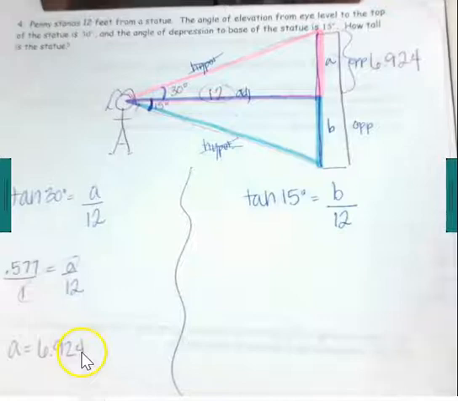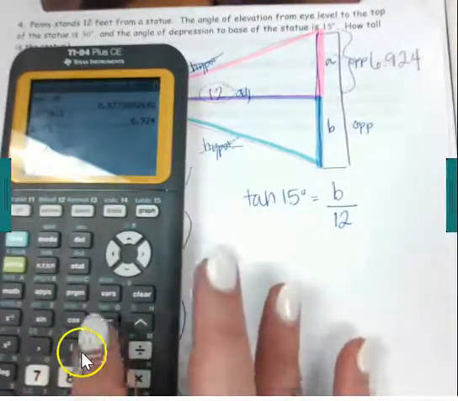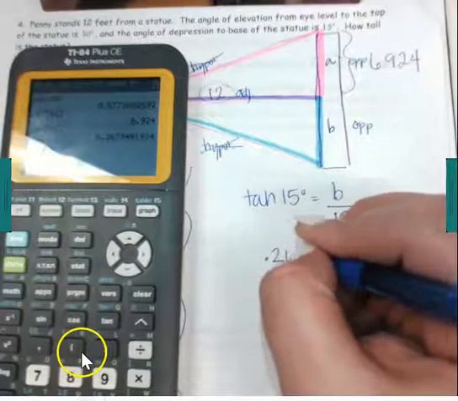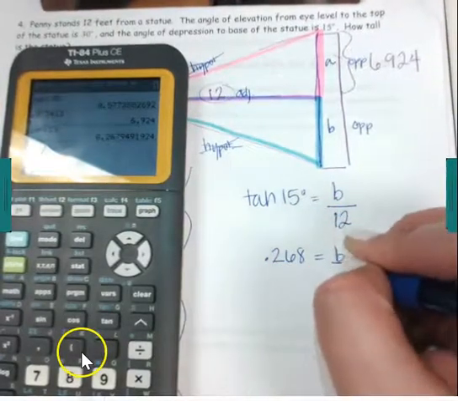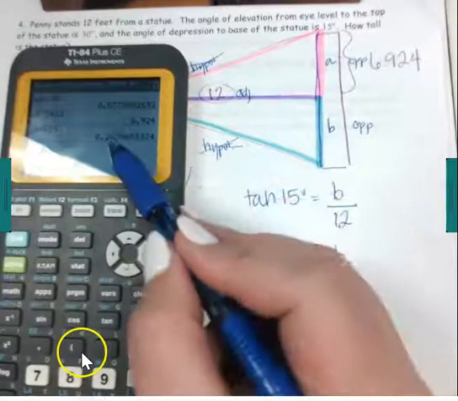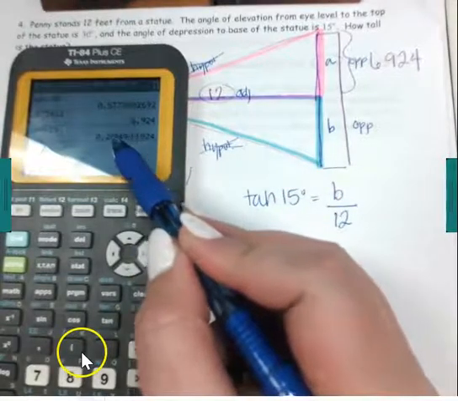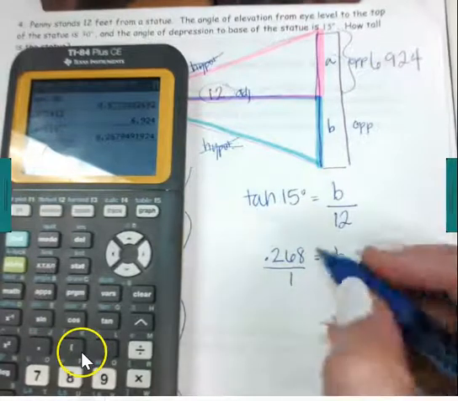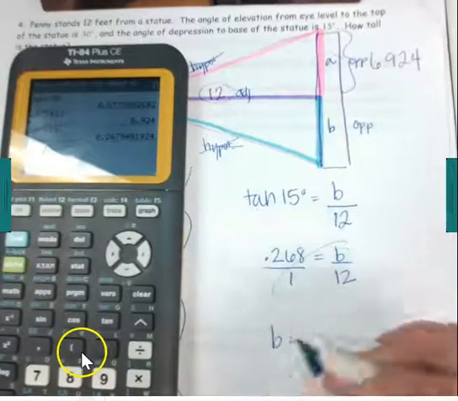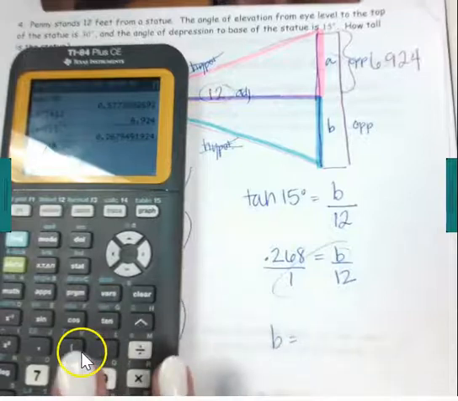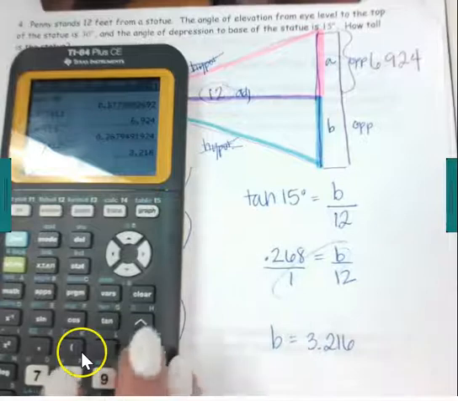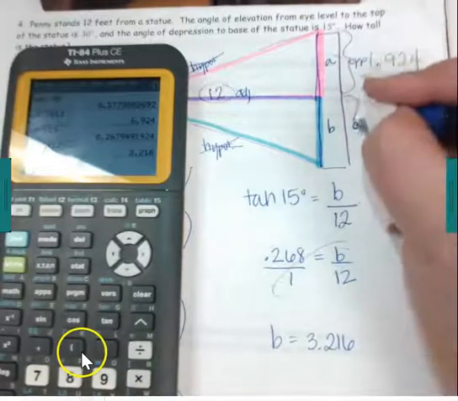So then from there I'd figure out what is the tan of 15. Comes out to be 0.268. Okay, because remember we're rounding at the 7, so since that's a 9, that would bump it up. And then we'll cross multiply over 1. So 1 times B is B, and 0.268 times 12 gives me 3.216.